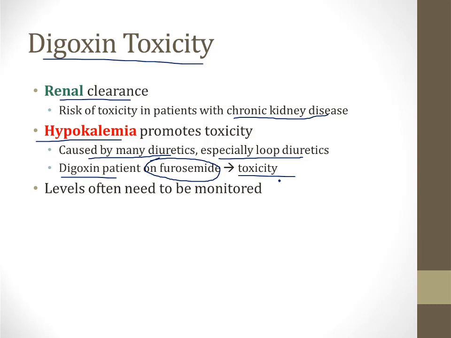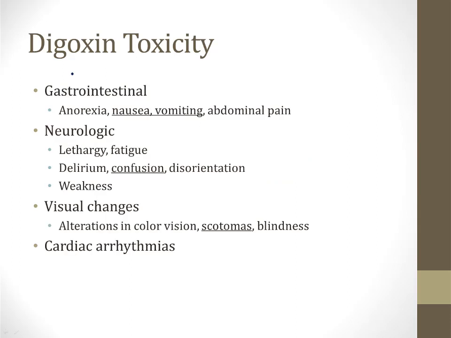And for all of these reasons, the levels of digoxin often need to be monitored via a blood test. The symptoms of digoxin toxicity involve many organ systems other than the heart. You need to be aware that sodium-potassium ATPase pump is found in many different cells throughout the body, so the symptoms are not restricted to the heart. Gastrointestinal symptoms are often prominent in patients with dig toxicity. They can develop anorexia, nausea, and vomiting are common, so is abdominal pain.